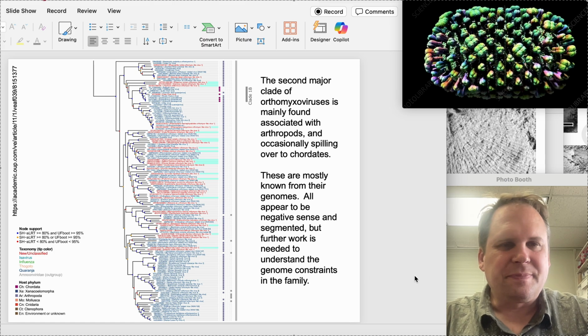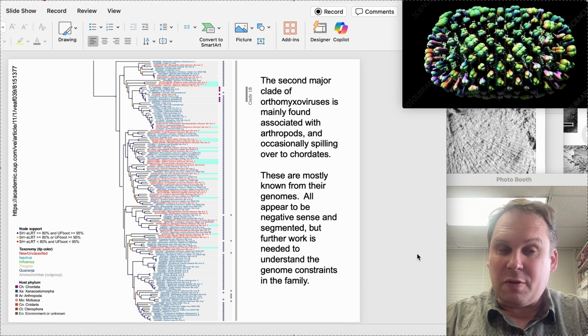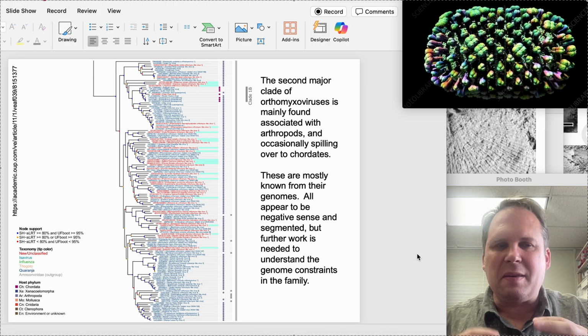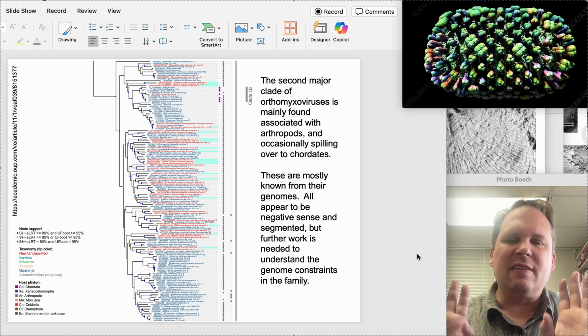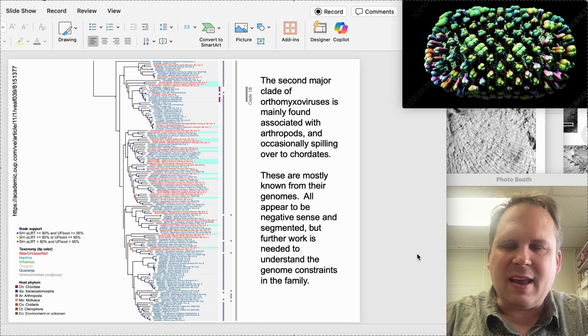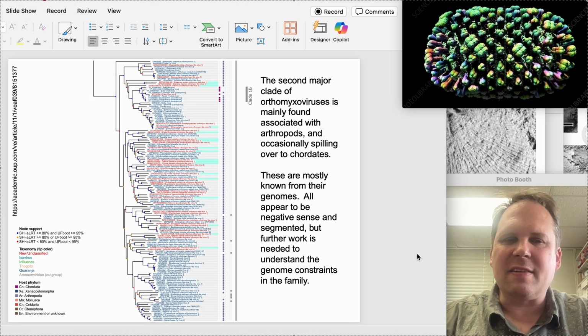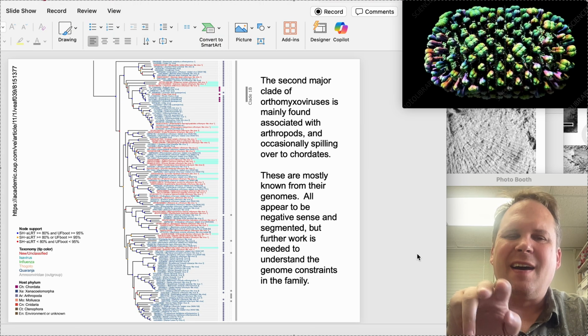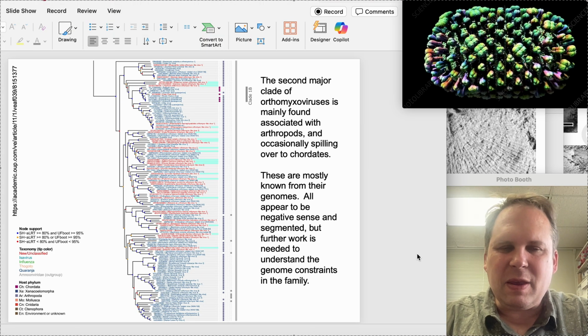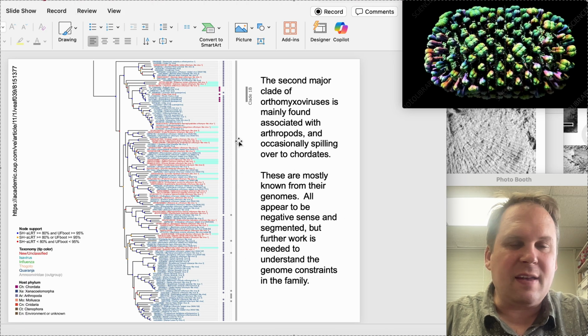So, a lot of orthomyxoviruses out there, and while the genome structure and mode of replication is going to be common to them, they have a lot of surprises in there, and a lot of the structural proteins are not known for some of these others, but you would expect them to be quite different. There's quite a few of these in fish, and tons of them in insects and other arthropods.